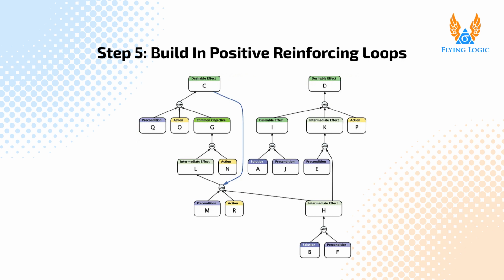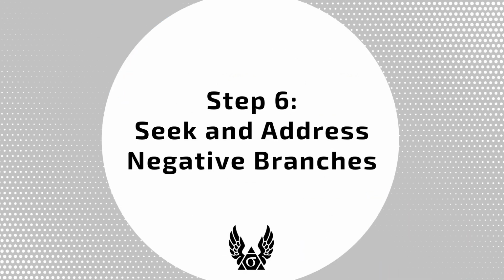Look for desirable effects that may intensify effects lower in the tree that lead back to one or more desirable effects. If you can find such cases, annotate them using back edges. Pay close attention to where you may need to add additional actions in order to create sufficient cause for a positive reinforcing loop's existence.